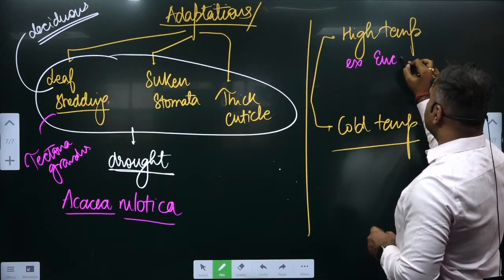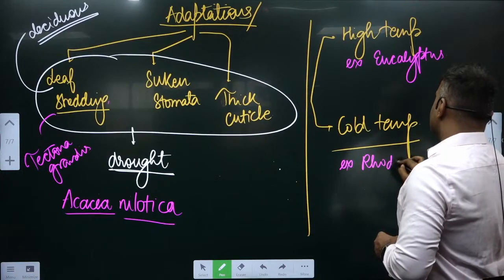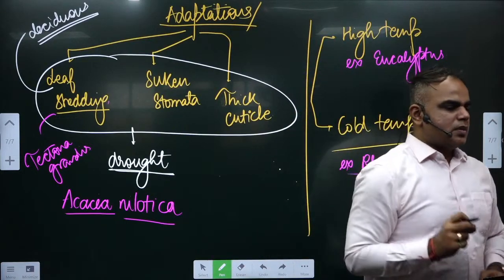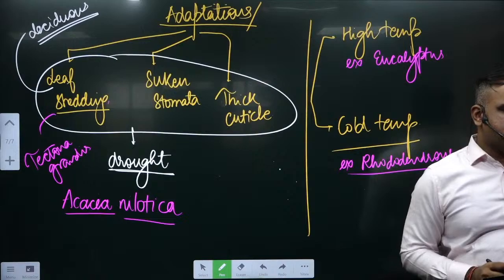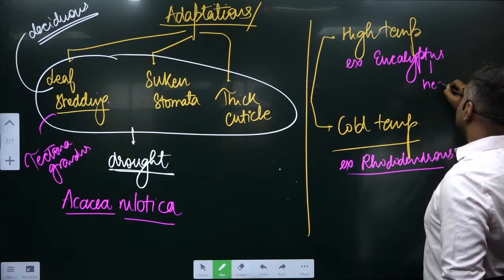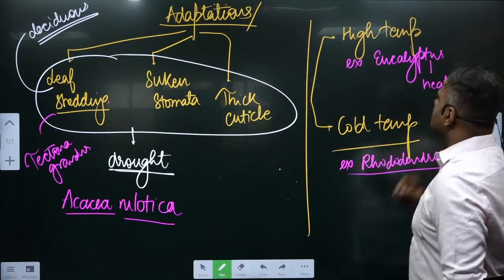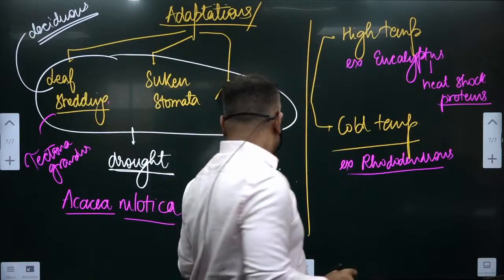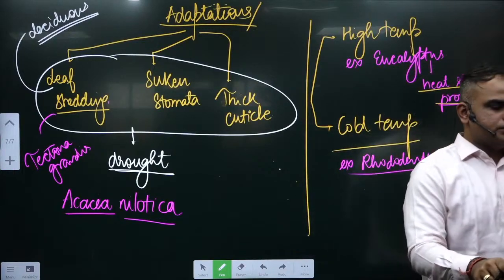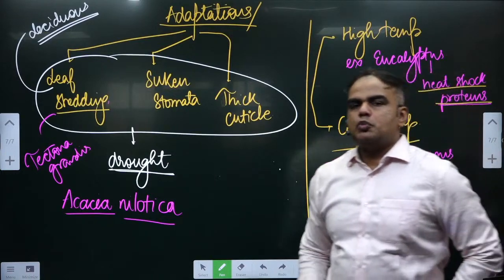So for example, here we can talk about the eucalyptus. For cold, we can give examples of rhododendrons. What is the kind of adaptations that they show? So just one line each you can write. So for the first part, eucalyptus trees produce heat shock proteins, to protect the cellular structure from damage.